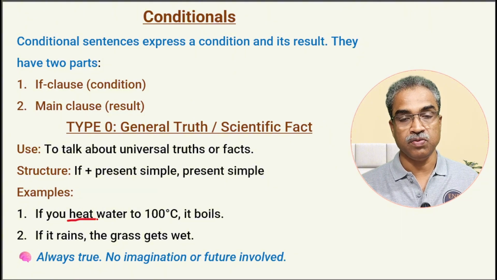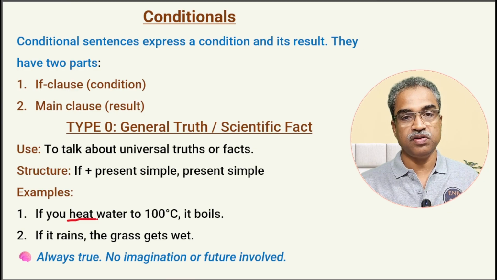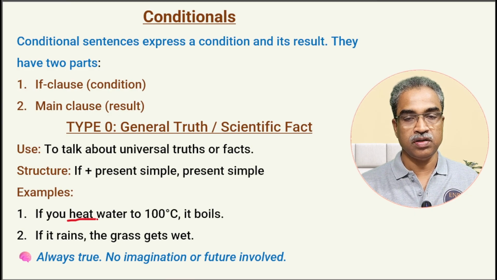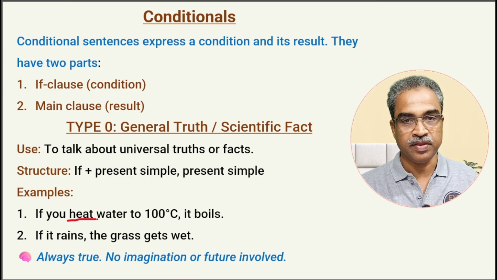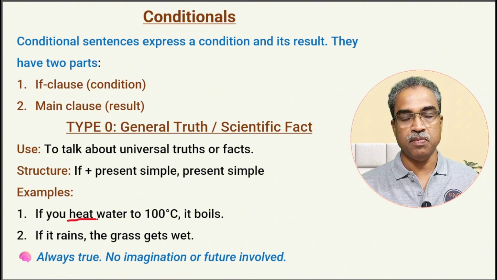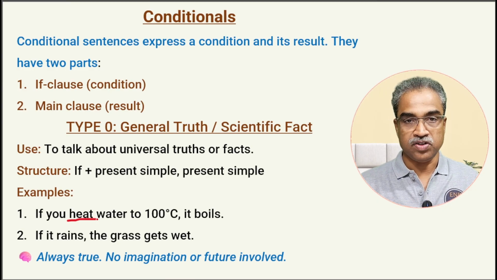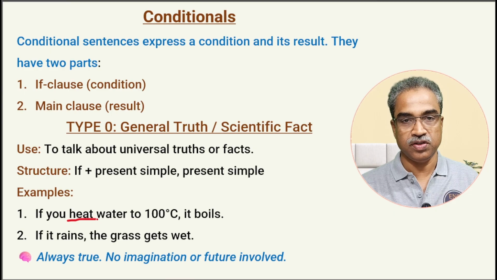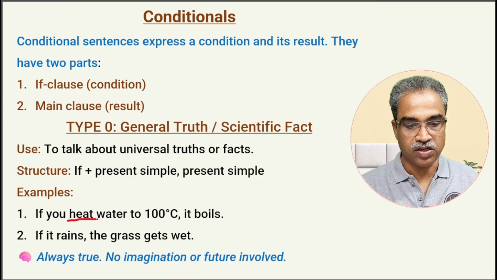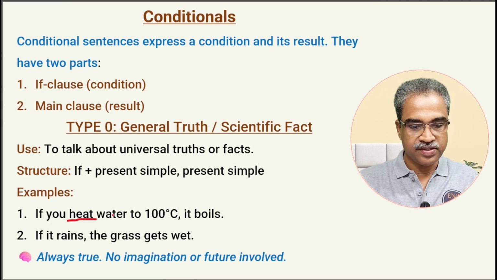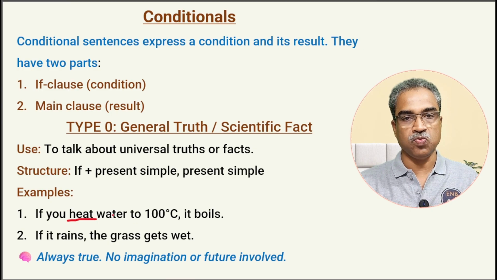So this is a zero conditional. Why? Here we have simple present used in both clauses. And most importantly, this expresses a truth. Everybody knows that water boils at 100 degrees Celsius. So to express such things about which we are sure, we already know, we have tested, we have experimented and found out a particular thing as a fact, as the truth, we use zero conditionals. Second example, let us see: if it rains, the grass gets wet.